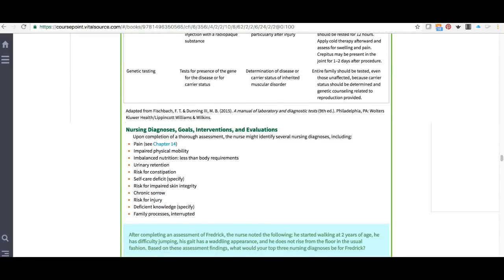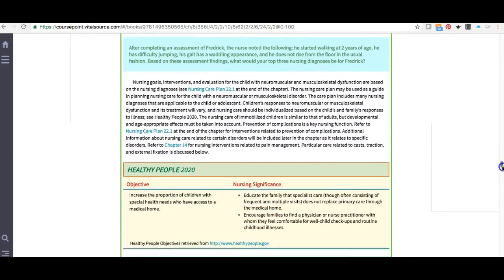All right, this is a good section to pay attention to too. Your nursing diagnosis, your interventions are going to be based on nursing diagnosis. Now at the end of the chapter, like with every chapter, there's a care plan. And I want you to pay attention to the care plan because it talks about what you're going to assess, what you're going to do, what you're going to teach, etc. Okay?